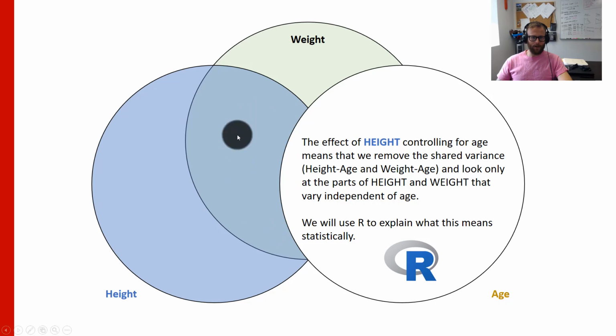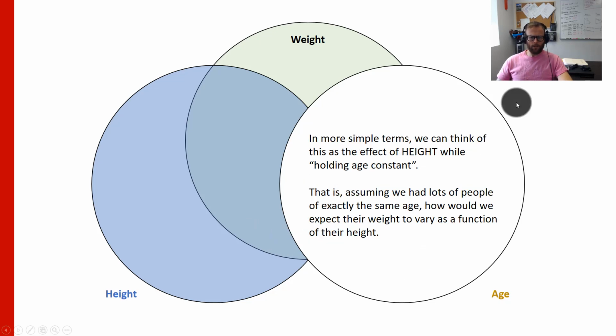And so this area of overlap is the part of weight that is related to height, but is independent of age. We're going to use R to show you statistically how this works in more detail, but in simple terms, we can also think of this as the effect of height holding age constant. That is, assuming we had lots of people of exactly the same age, how would we expect their weights to vary as a function of their heights? This is the part of height and weight that's independent of a person's age.